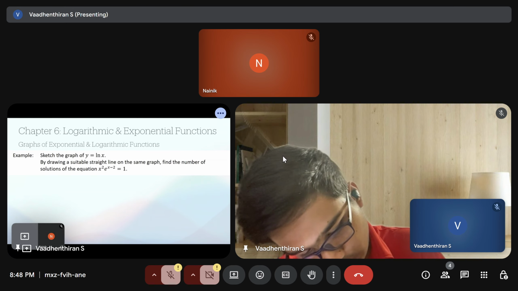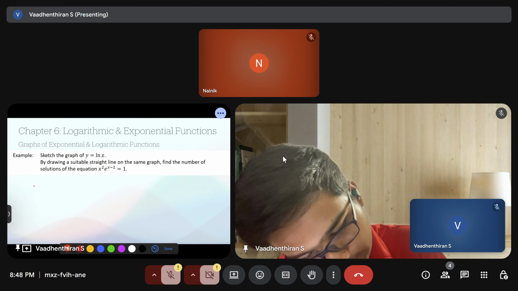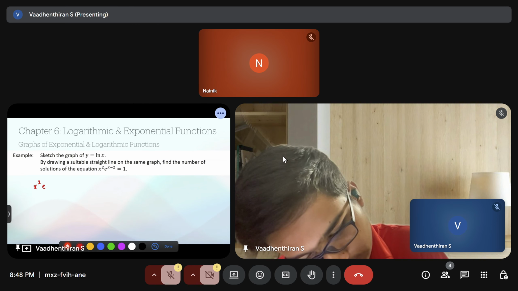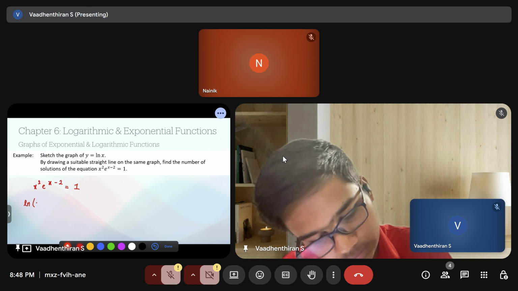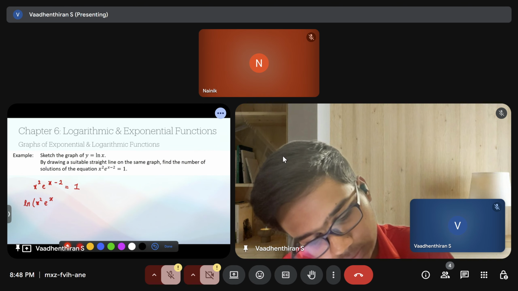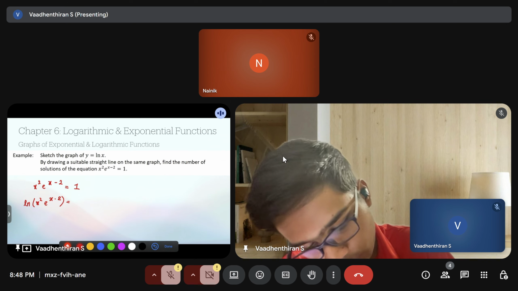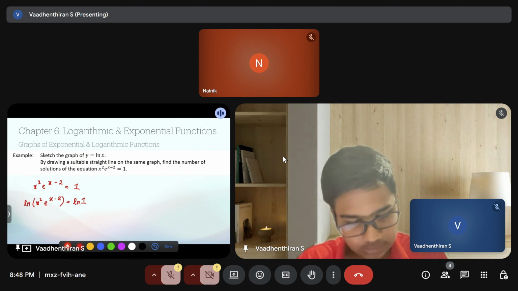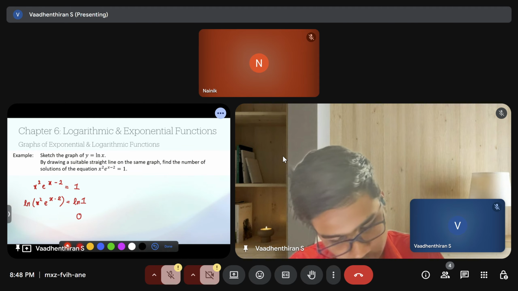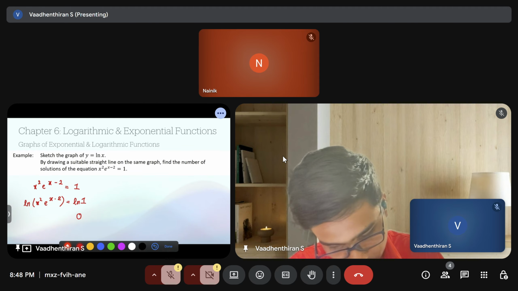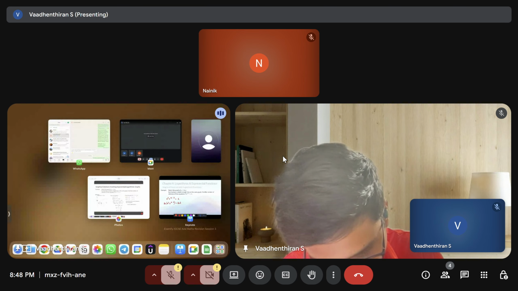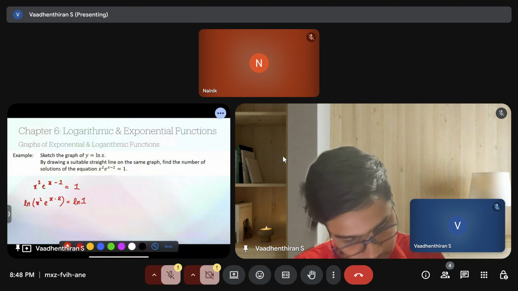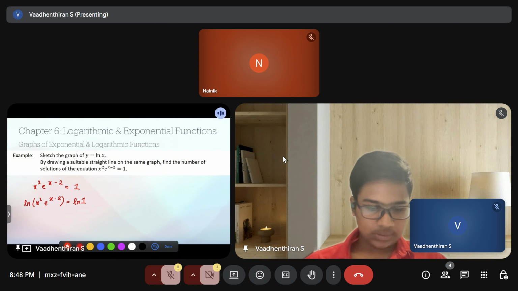So, what you do is, you first take x squared e to the x minus 2 equals 1, right? You take ln on both sides. ln 1 is 0, yeah, ln 1 would be 0.